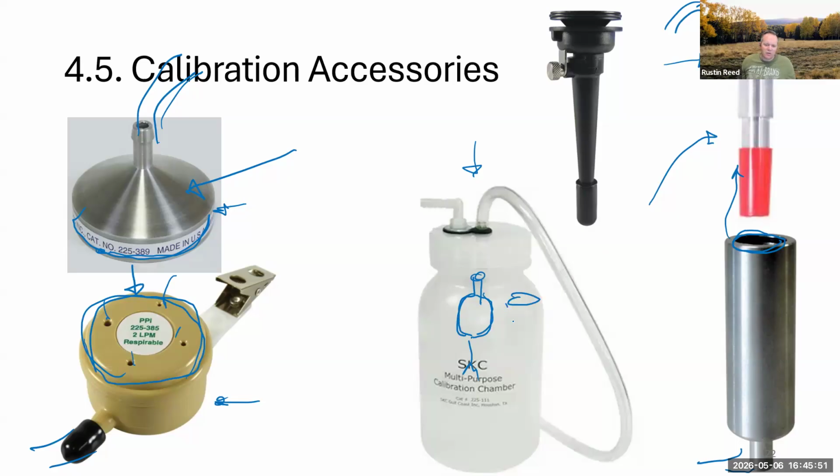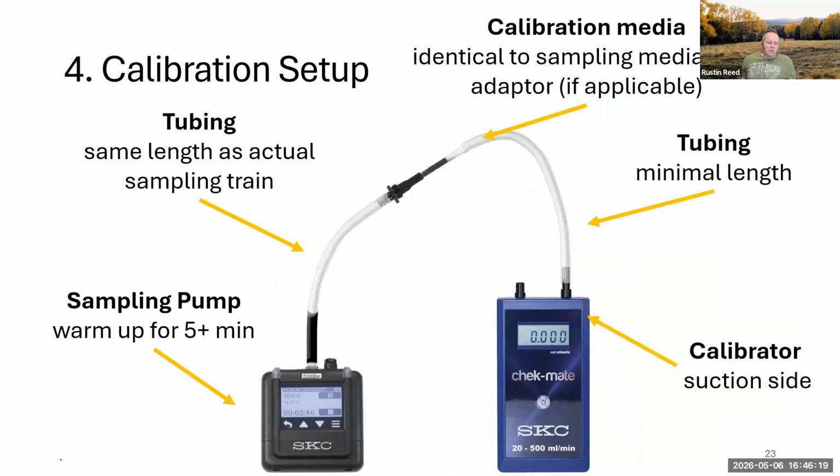So you'd have your cassette with your Cyclone on it, and the inlet right there, that would get attached to this center tubing. So just like when we sample and just like when we use the adapter, the piece that's connected to the media, this goes to the pump. And this is going to have tubing that goes to the calibrator. So this is an example.